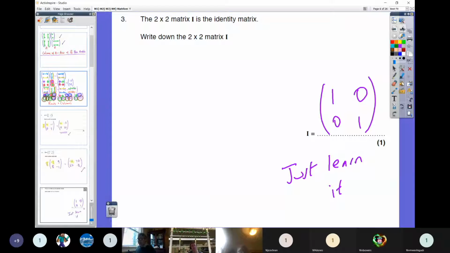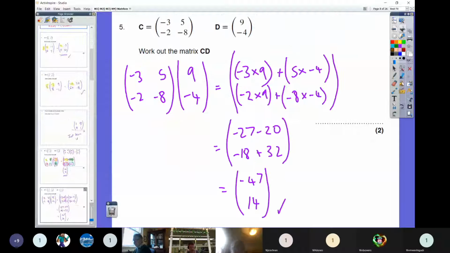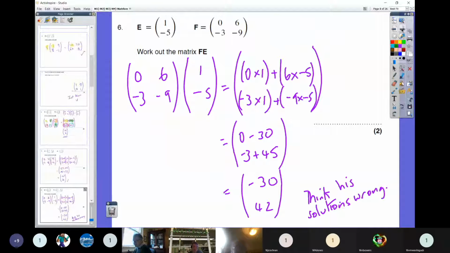So here we go, practicing on question 4. You'll be practicing a 2 by 1 multiplication. Again, what I'm planning on doing is giving you some time in a minute to do that. Question 4 is just doing a 2 by 2 times a 2 by 1 multiplication, as is question 5. As is question 6, you'll notice they've asked for F times E, not E times F. By the way, I think the answer in Corbett Maths Solutions is wrong there.